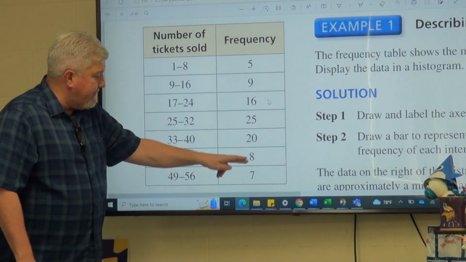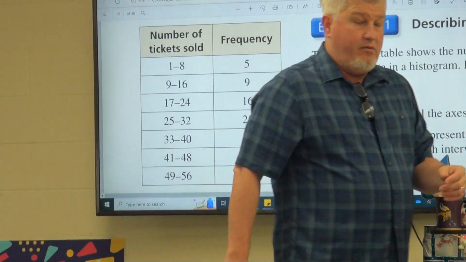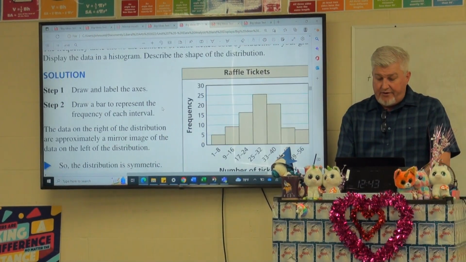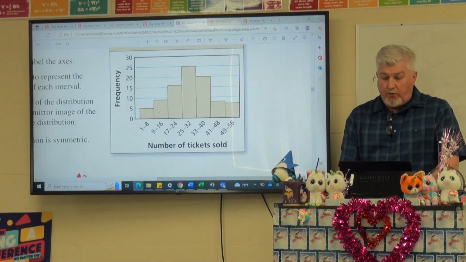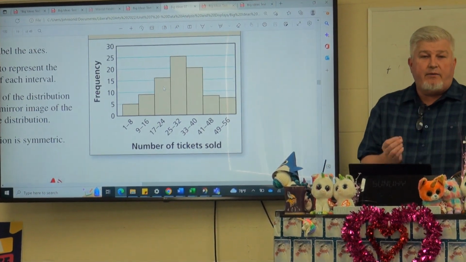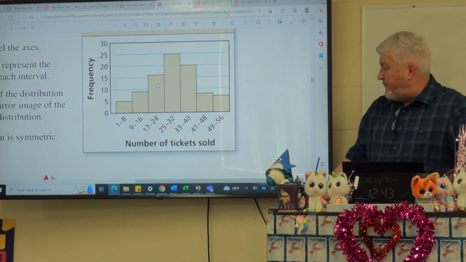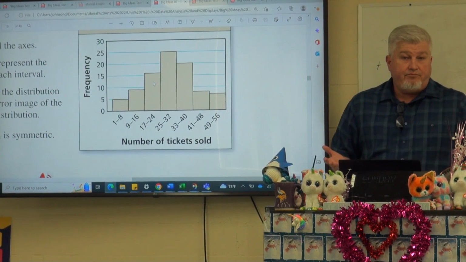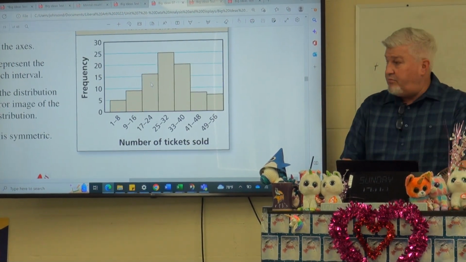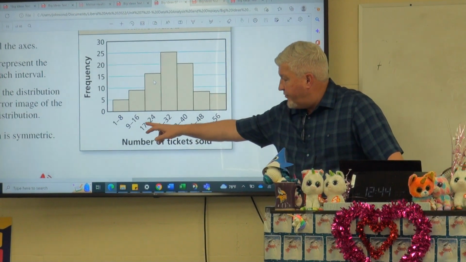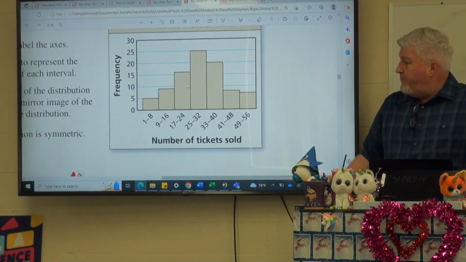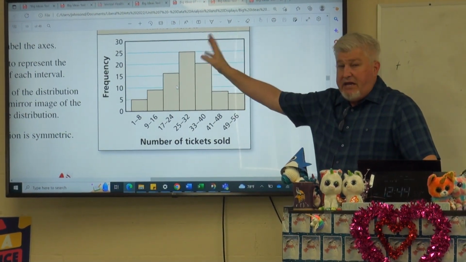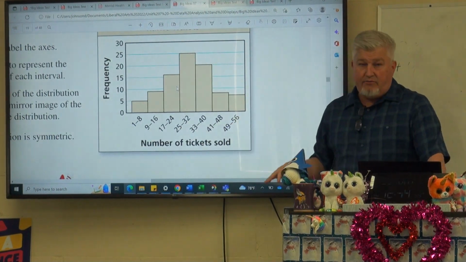And here's how they did that. If you build a histogram, on the bottom you can see they put the number of tickets sold, and please label your histograms. A histogram is of no value if you don't tell what each of the data points represent. So that is critical. Please label your data points. On the bottom is the number of tickets sold by their groupings, and on the column side on the left is the frequency: how many people sold in these ticket amounts?